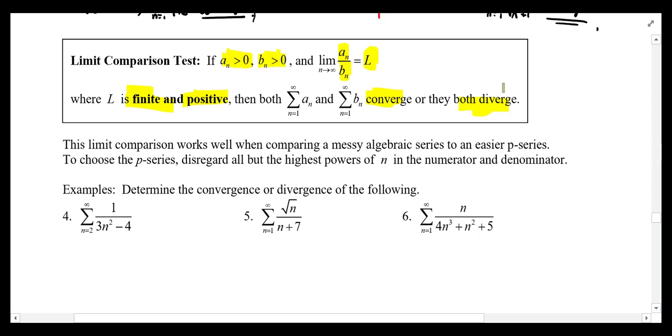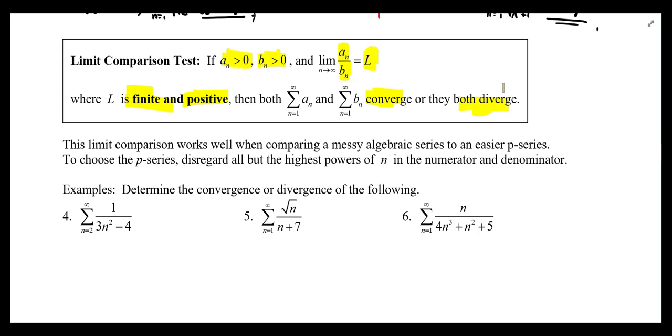Okay, so they follow the same pattern, right? One converges, the other one converges. One doesn't, the other one doesn't. So therefore, not only that, you need to know that one of these things you're comparing to, you can quickly say that it converges or diverges.